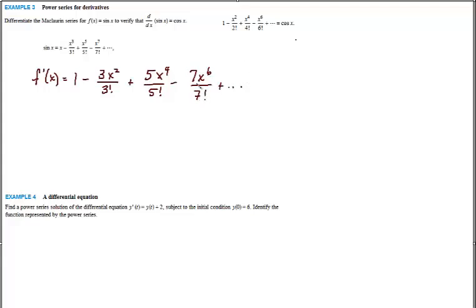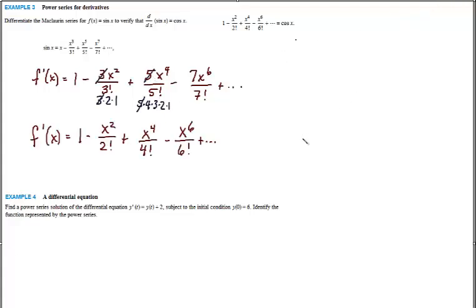In simplifying this, you will see that if I wrote out the factorial, 3 times 2 times 1, the 3 would cancel, leaving me with 2 factorial. This is 5 times 4 times 3 times 2 times 1. The 5's cancel, leaving me with 4 factorial, so I'll write that a little neater. Alright, and if you'll notice, voila, that is the Maclaurin series approximation for cosine, and it sure does work.